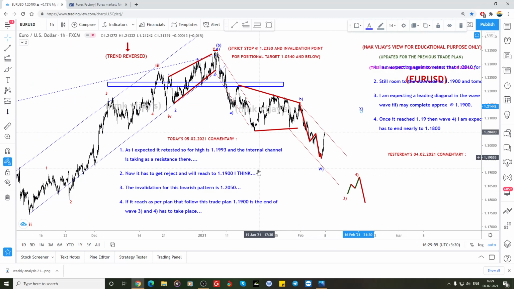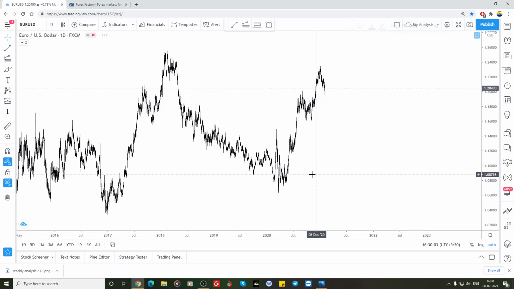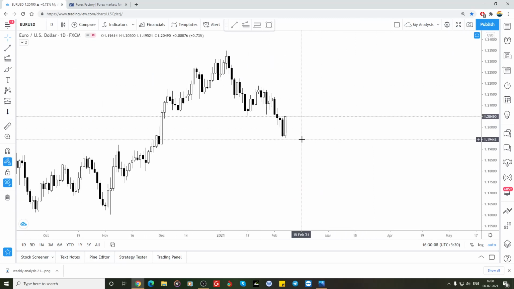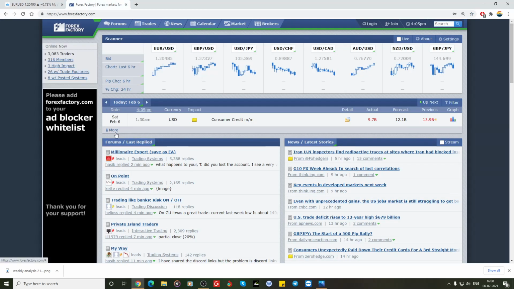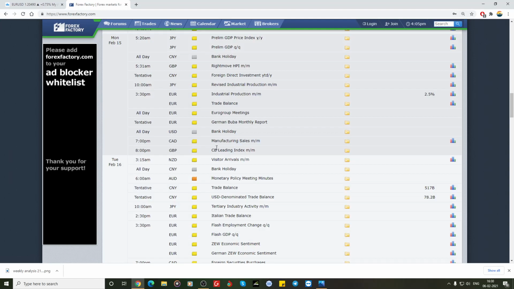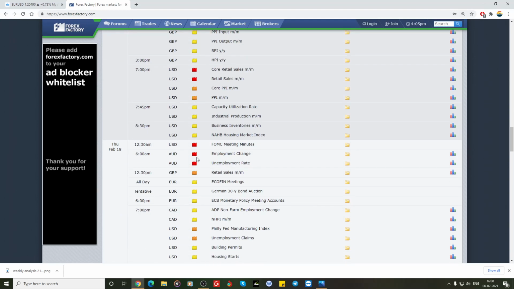So anything is possible. But here, if we look at the daily chart, it is perfectly a bullish engulfing, right? So at least we will expect this level again, 1.22, in a three-wave structure. So for the next 15 days it could be. See why I am taking that as 15 days. After the 15 days, I think on the 18th, there is the FOMC meeting minutes.